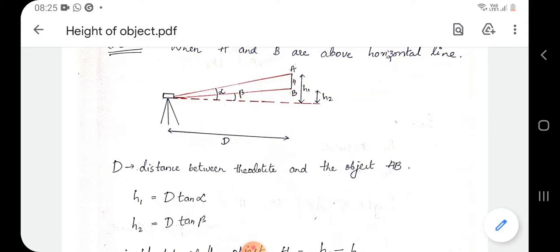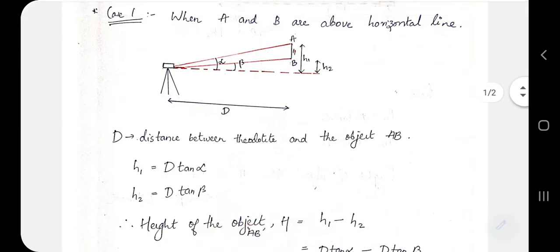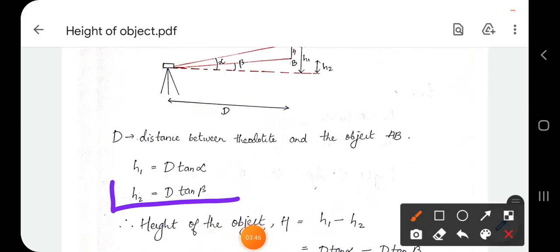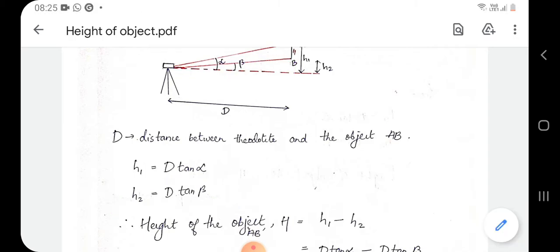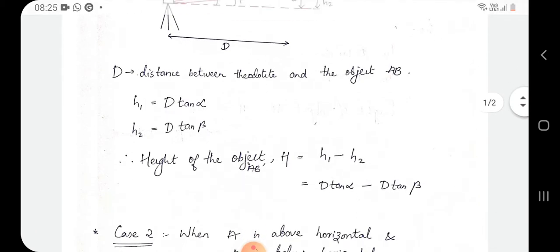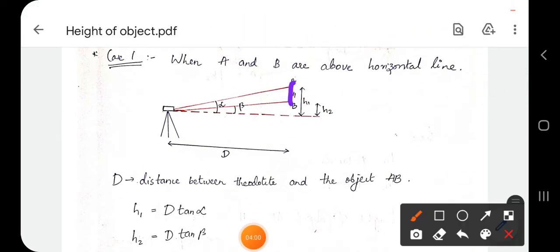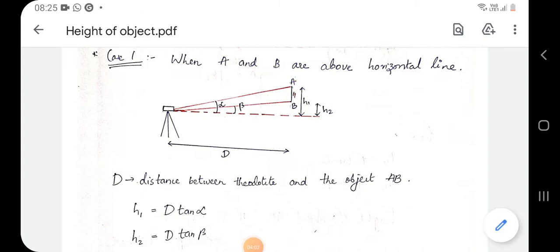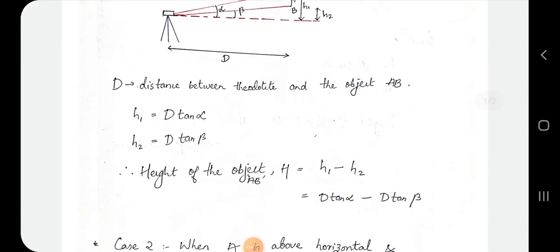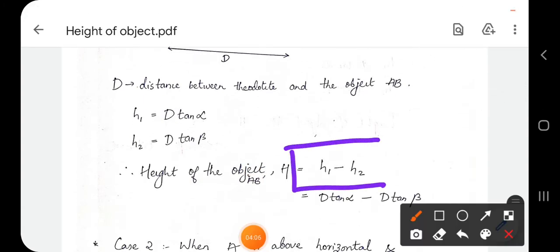Similarly, the height of B from the horizontal, h2, is equal to d into tan beta, considering this small triangle. And from this h1 and h2 we can find the height of the object AB. Height of the object AB is equal to h1 minus h2. That is the first case.